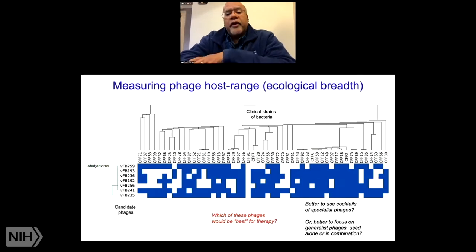Which might you use for therapy? That's kind of a golden question. Is it better to bundle them together and use cocktails of specialist phages? Or is it better to focus on trying to find one that is able to cover as much genotype space as possible? And maybe you'll find multiples of those and you'll bundle together generalist phages. I would say that this is an open question, and people are moving forward, including us, with their favorite approaches. But I think we need to have more of a general understanding of the best approach to go forward. And that's part of what we do in my lab.